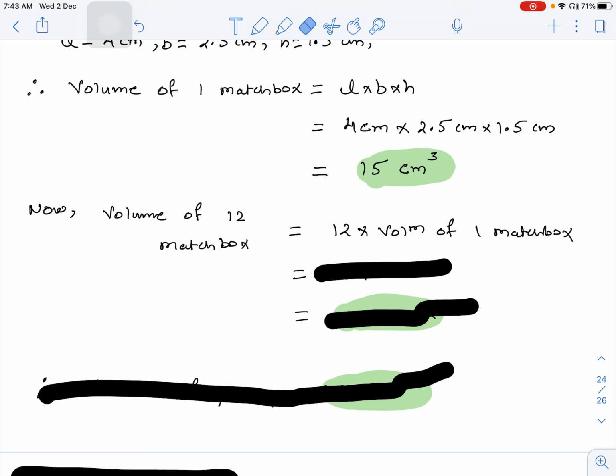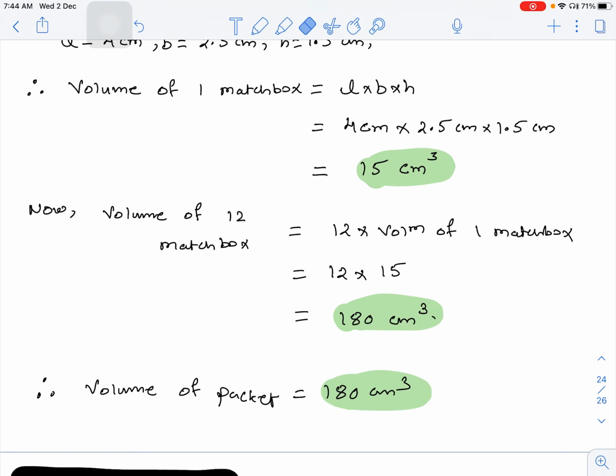We also have the volume of one matchbox, that is 15. Okay, so in the next step we get 12 into 15, so that equals 180 centimeter cube. Now remember that here we have written cube. Why cube? Because three dimensions are multiplying each other. So finally we get that the volume of the packet containing 12 such matchboxes is equal to how much? 180 centimeter cube.